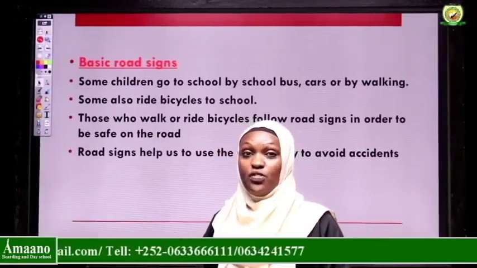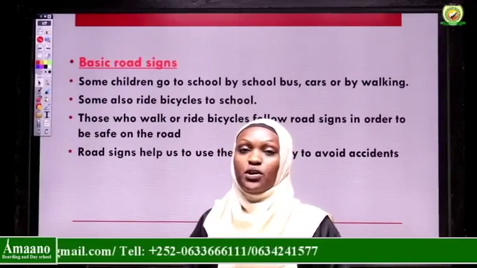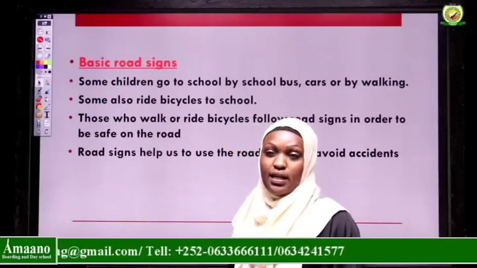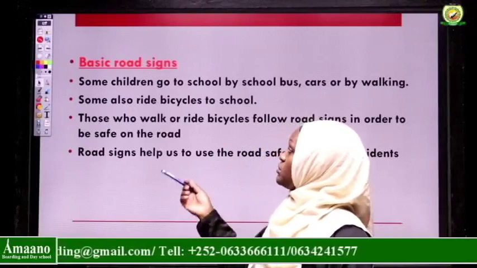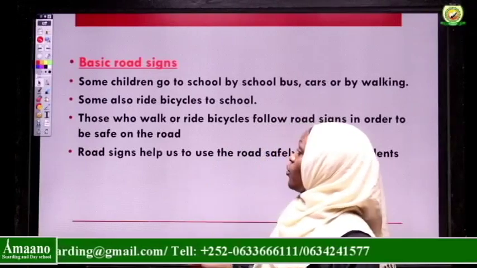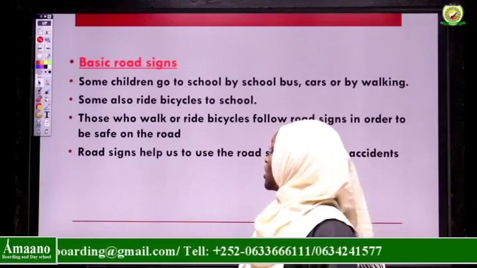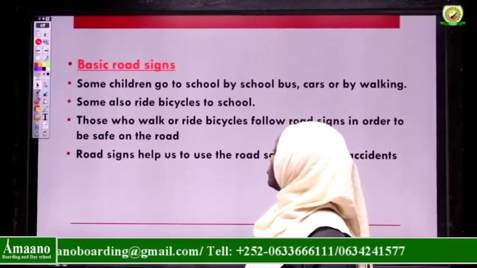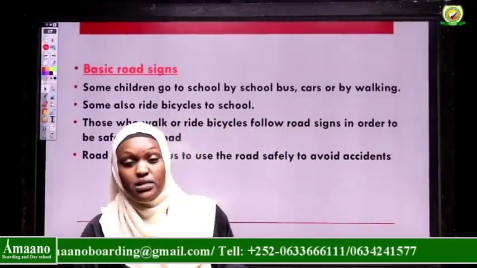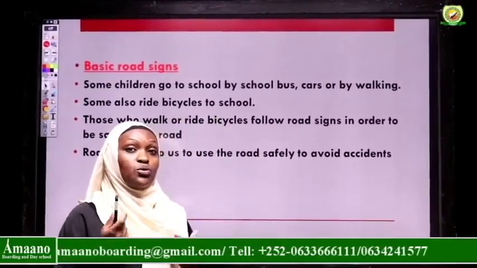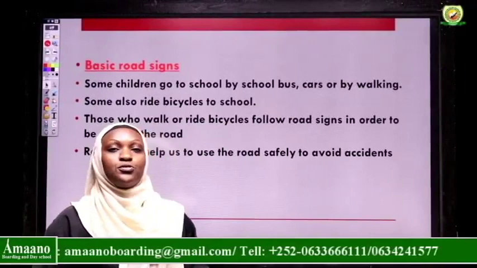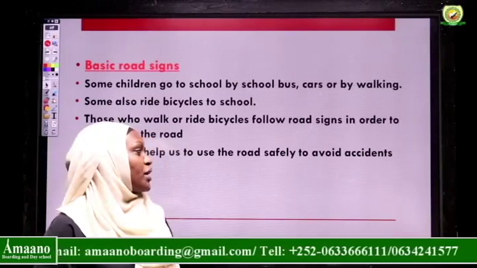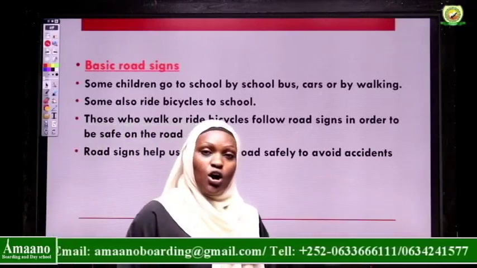There are signs you find on the road, and every sign you find on your way has a meaning. So we want to know some of the road signs we see on the road. Some children go to school by school bus, cars, or by walking. Some also ride bicycles to school. Those who ride bicycles, those who walk on foot, and those who use cars, we all have to follow the road signs. Why? We have to follow the road signs in order to avoid accidents on the road.